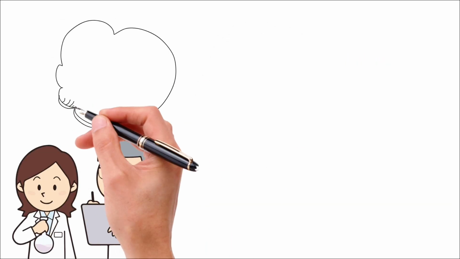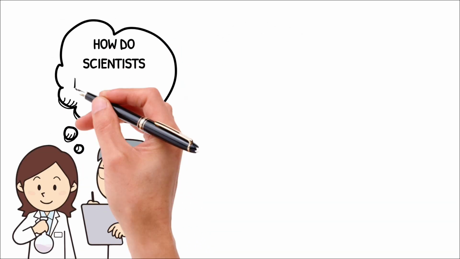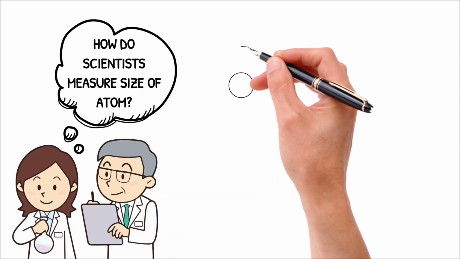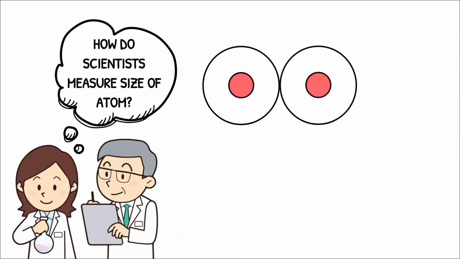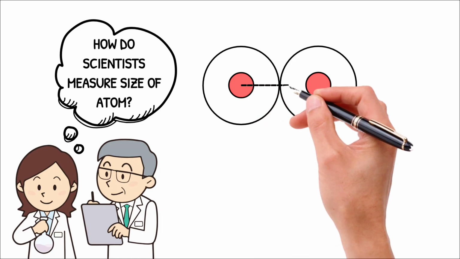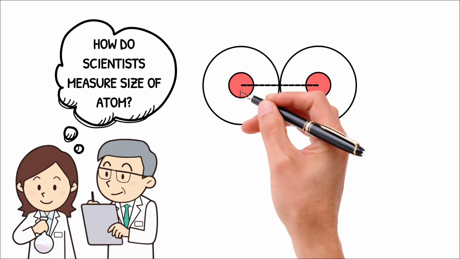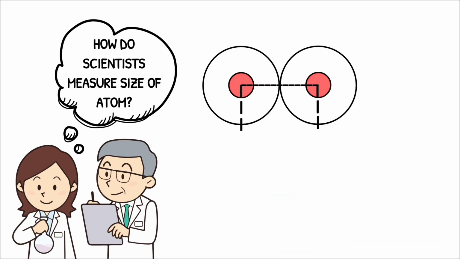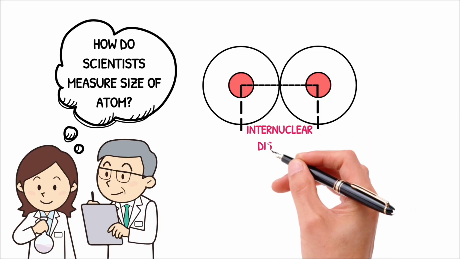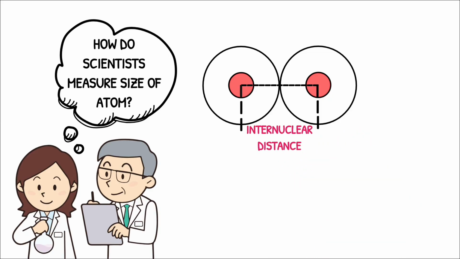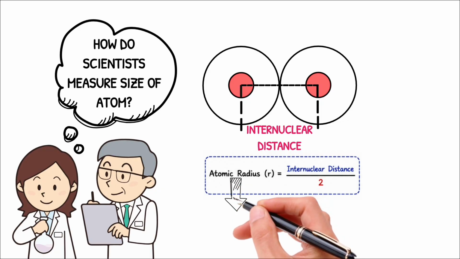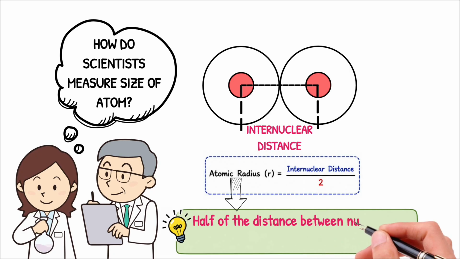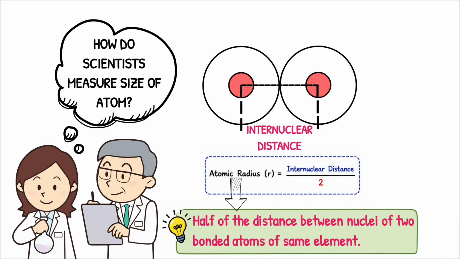How do scientists measure the size of an atom? They imagine that atoms are perfect spheres that are chemically bonded together. Then they measure the distance between the nuclei of two identical atoms. The distance from the center of one nucleus to the center of the other nucleus is called the internuclear distance. Half of this internuclear distance is calculated as the atomic radius. So atomic radius is defined as half of the distance between the nuclei of two bonded atoms of the same element.